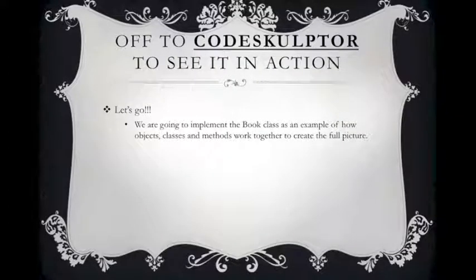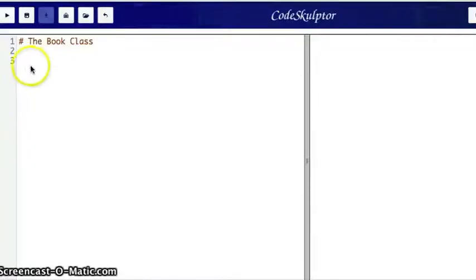Now let's go off to ColdSculptor and see this all in action. I think it helps when teaching something to refer to an example. So I'm actually going to build out a class called the book class, so you can see how objects, classes, and methods all work together to create the full picture of OOP. And then hopefully your eyes won't droop when you hear OOP. Okay, let's implement the book class. Now, like in the video lectures, I'm going to try to do this in one take so you can see my thinking process and what happens.